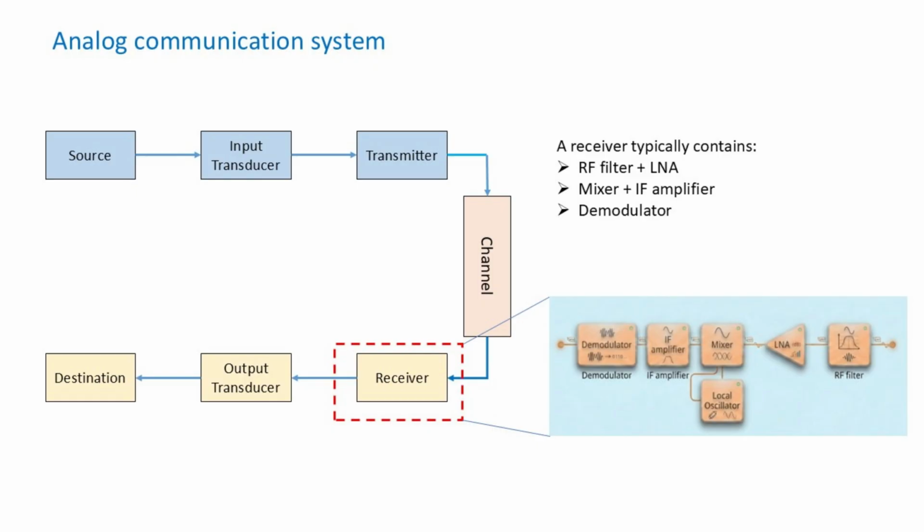Then, the mixer, together with the local oscillator, converts the RF signal down to an intermediate frequency, making it easier to process and improve selectivity. After that, the IF amplifier further amplifies the signal at this intermediate frequency stage to prepare it for demodulation. Finally, the demodulator retrieves the original message signal from the modulated carrier, completing the reception process.